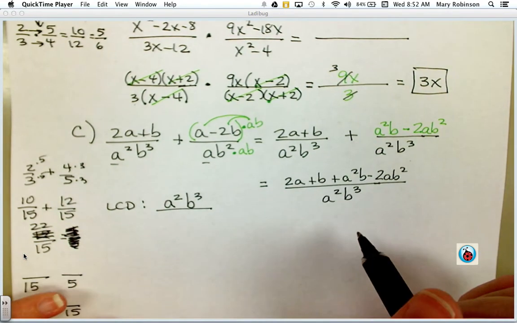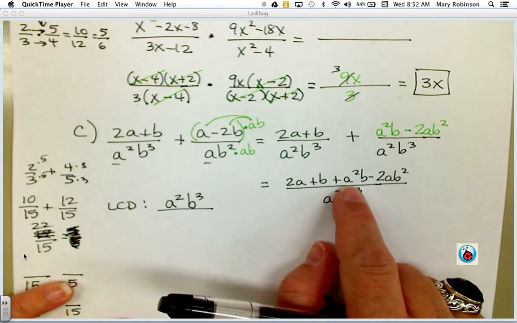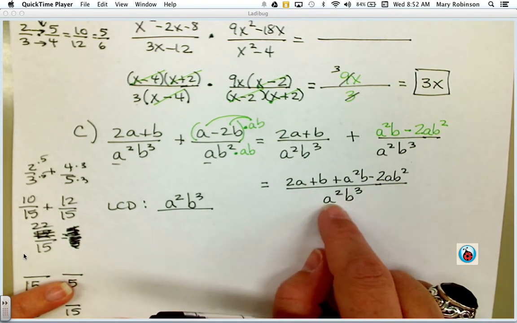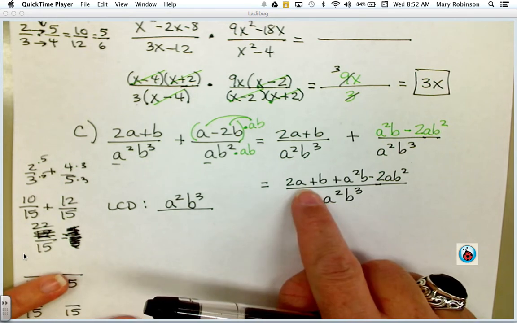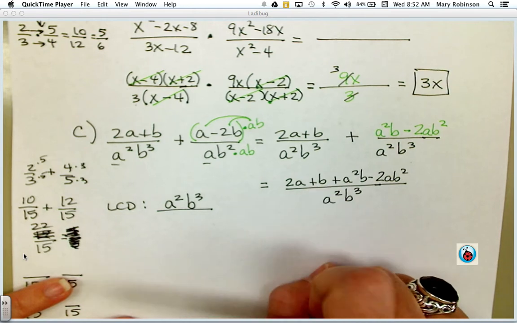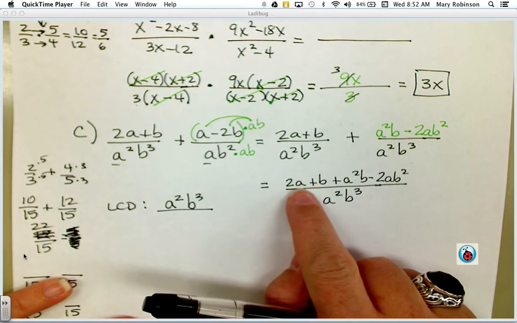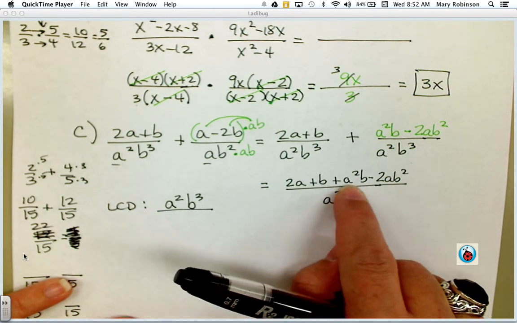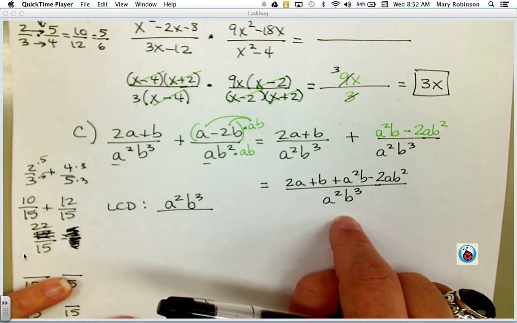Now, if all terms had a common factor on top, then we would try to reduce it. So we'd want to see, do all of our terms have an a? Well, they all do except that one, so we can't cancel any a's. Do all of them have b? Well, these last three do, but not this one. So we cannot reduce this.